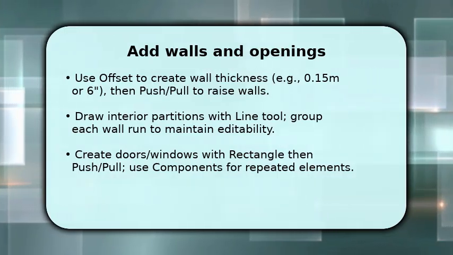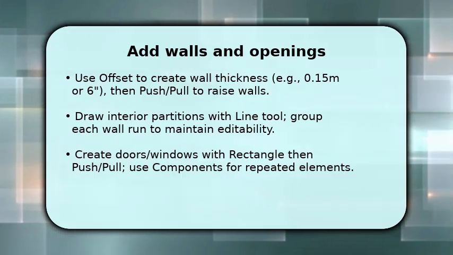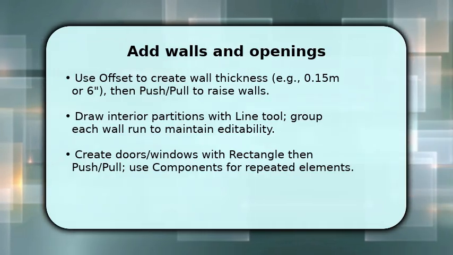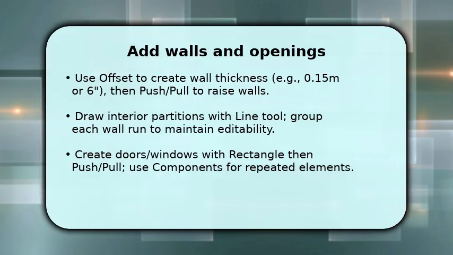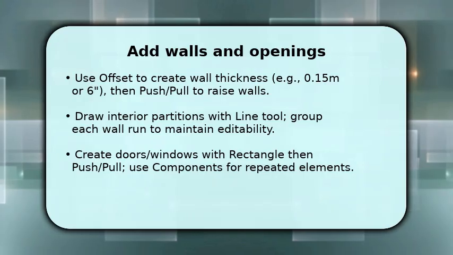Once that is done, draw interior partitions with the line tool and group each wall run so edits don't stick to other geometry. For doors and windows, draw cutouts and push/pull through, then convert them into components. This makes consistent changes fast and keeps the file tidy when you adjust sizes.